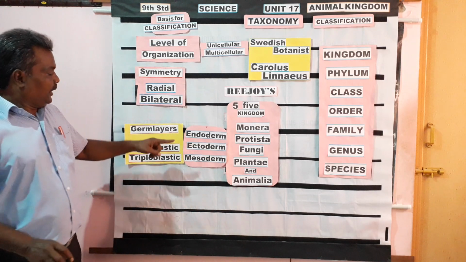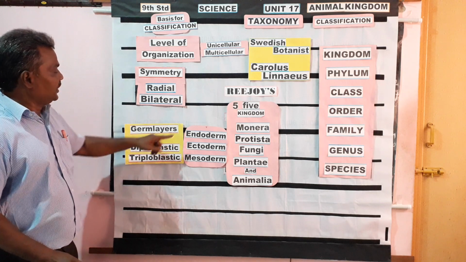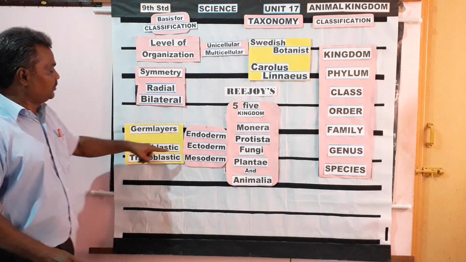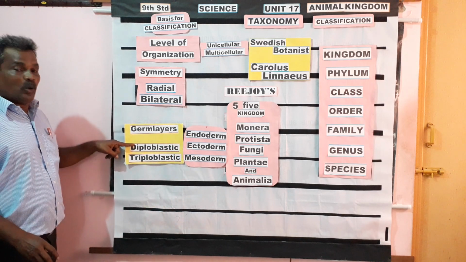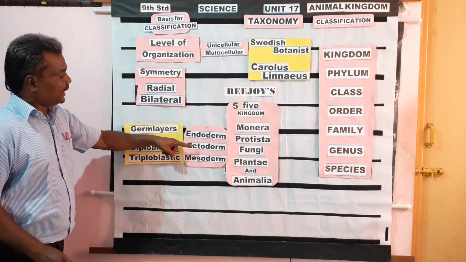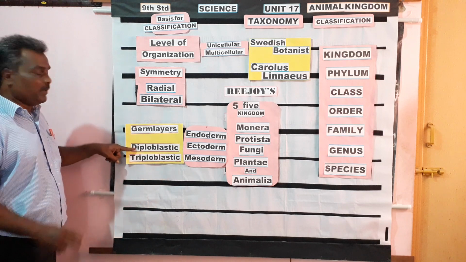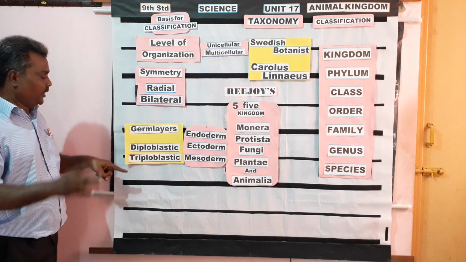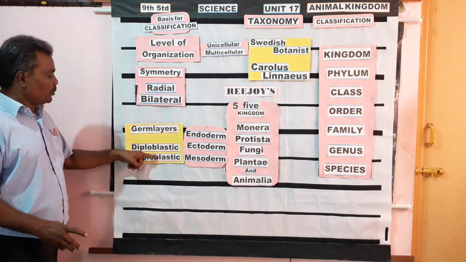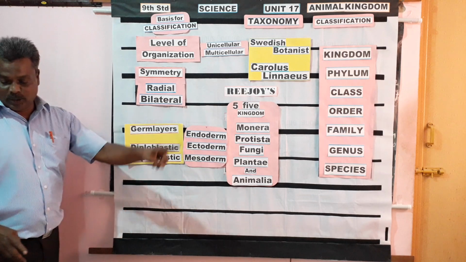Okay. Suppose the animals having these two germ layers, endoderm and ectoderm, are called diploblastic. If animals have endoderm, ectoderm, mesoderm, these three, triploblastic. Di means two, tri means three. Diploblastic, presence of endoderm and ectoderm. Triploblastic, presence of endoderm, ectoderm and mesoderm.